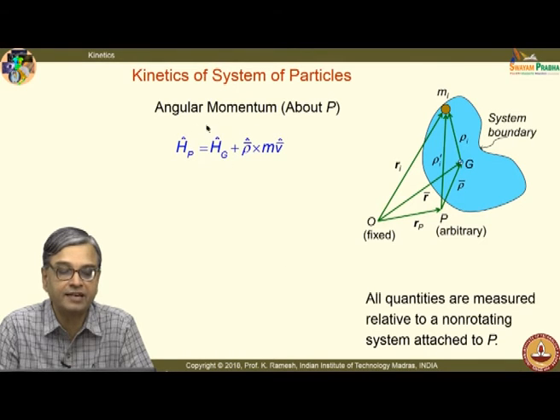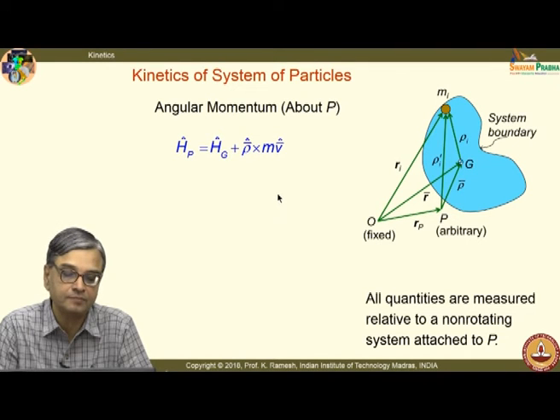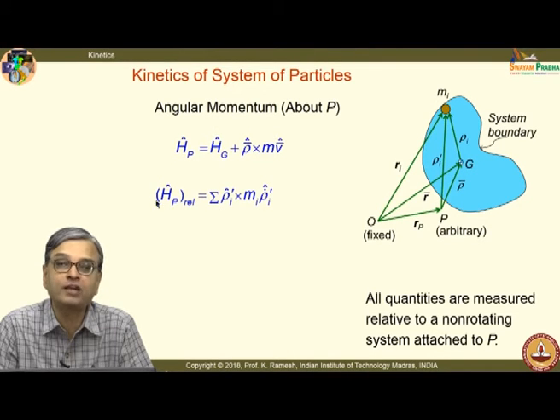So, that is what is rewritten here in an elegant fashion. About a point P, I can write it with respect to G plus rho bar m v bar. And I can also define what is H_P rel. See, we have been consistent in defining these quantities. When I say P relative, I replace it by the relative velocity.